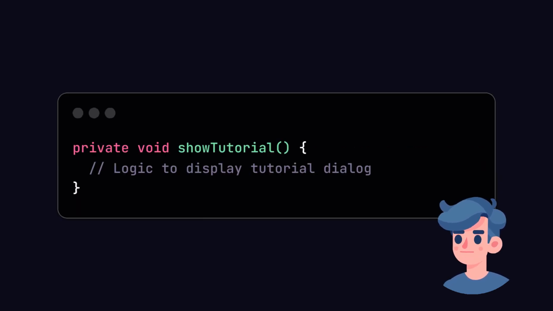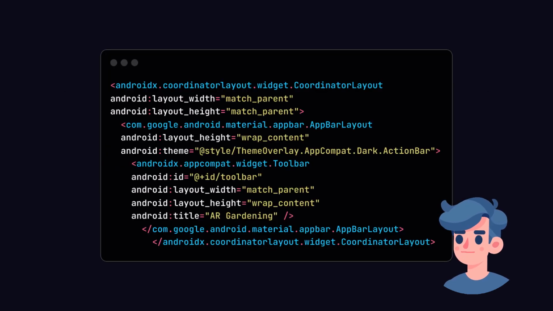As a next step, let's integrate a small AR tutorial that guides users through the setup process of their gardening app. This could be a simple overlay dialog that explains how to use the app features as they interact with it for the first time. Lastly, we should enhance the user interface. Consider implementing a beautiful and user-friendly interface for the application using Android's material design principles. This includes buttons, toolbars, and visuals that make using the app more enjoyable.